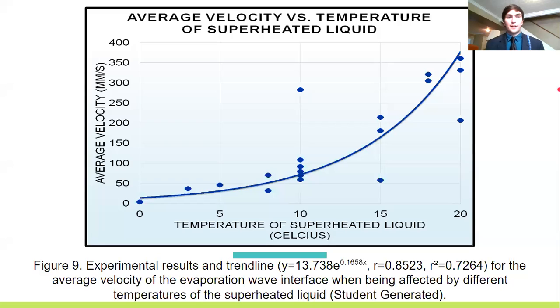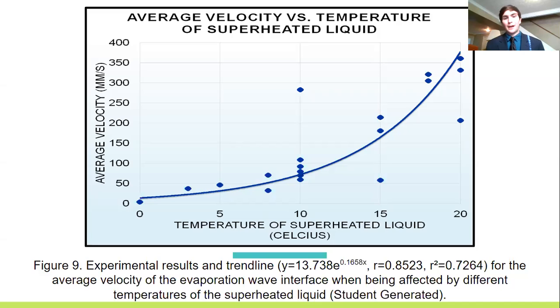I have a graph where I calculated the average velocity versus temperature of the superheated liquid, where the x-axis is the temperature of the superheated liquid in Celsius, and the y-axis is the average velocity in millimeters per second. As you can see based on my graph, I used a variety of different experiment temperature points, ranging from 0 to 20 degrees Celsius, like I stated earlier. It's actually shown based off my experiment that I did have an exponentially increasing function, where as the temperature of the superheated liquid increases, the average velocity of the evaporation wave would increase exponentially as well.